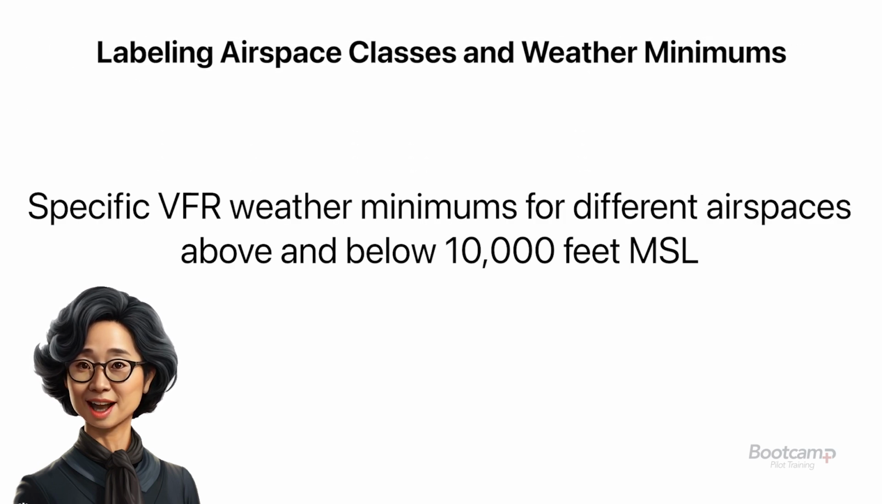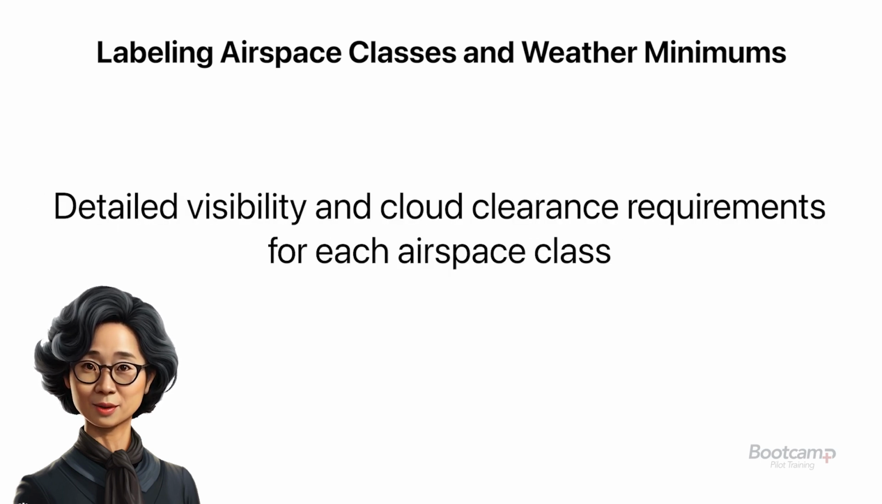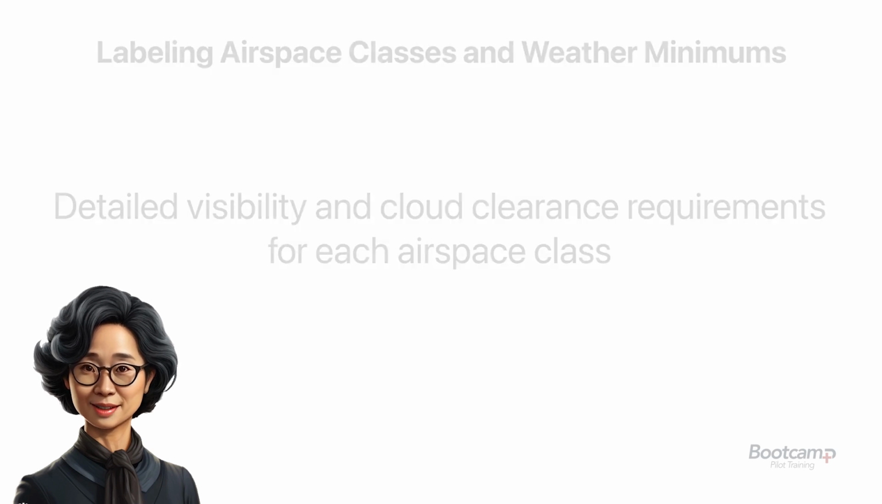Above 10,000 feet MSL, expect visibility of 5 statute miles and cloud clearances of 1,000 feet above, 1,000 feet below, and 1 statute mile horizontally. Below this altitude, the rules shift slightly, adapting to the denser air and closer quarters of flight. Labeling these requirements clearly makes the triangle a quick reference for pilots planning their routes.